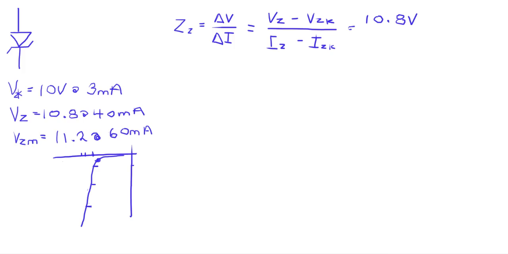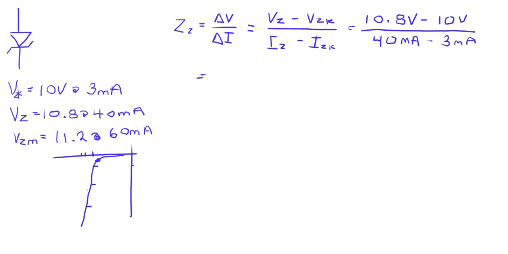That means we're looking at 10.8 volts minus 10 volts, divided by 40 milliamps minus 3 milliamps.